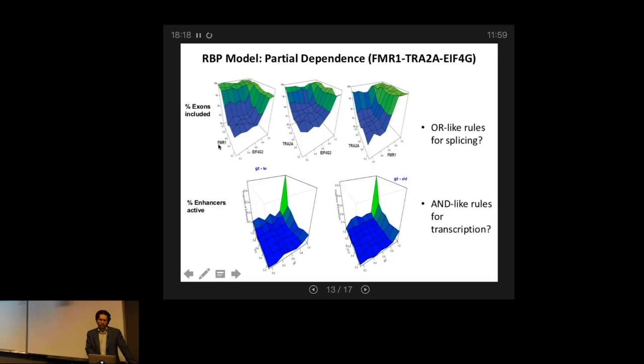If either of these RNA binding factors is well bound, the exon is going to be included, and if neither, it won't be. That's in contrast to the sorts of rules that we see for transcription factors regulating transcription, where we get these AND-like rules, where we require two or more factors to be present before we see transcriptional activation. That's probably just an artifact of the factors that have been tested in these experiments, but it's a cool potential direction. It's all completely unpublished stuff.